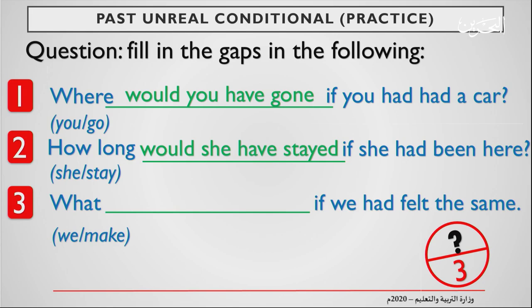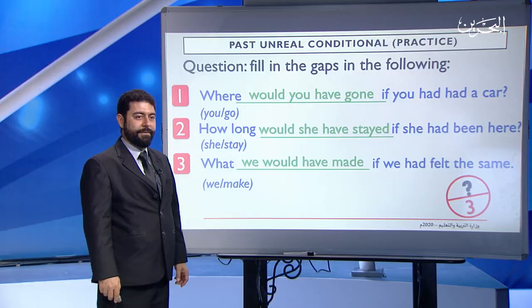The third one: what, gap, if we had felt the same? Question mark. You have we and then make. You have 5 seconds. Let's check the answer. The answer is, what would we have made if we had felt the same? Question mark. Now give yourself a mark of 3 and let's carry on.